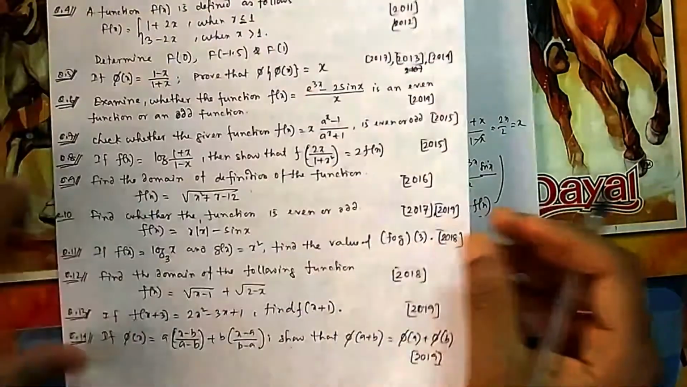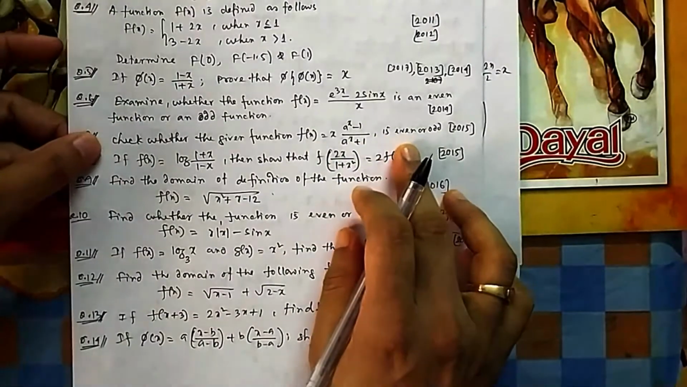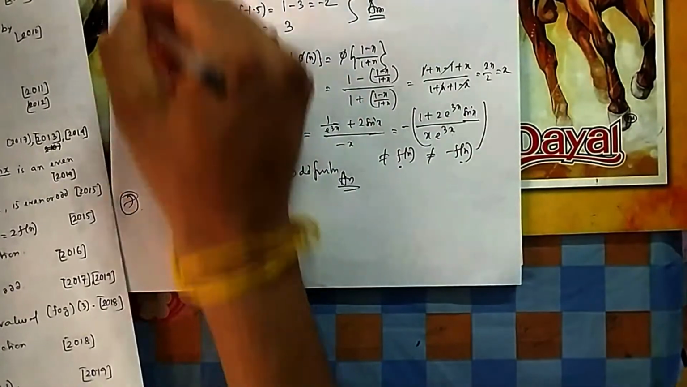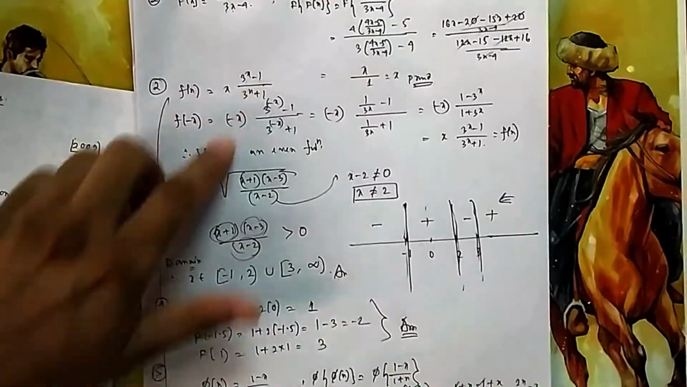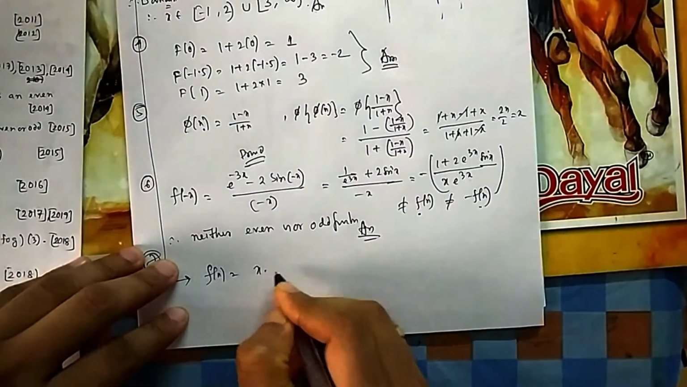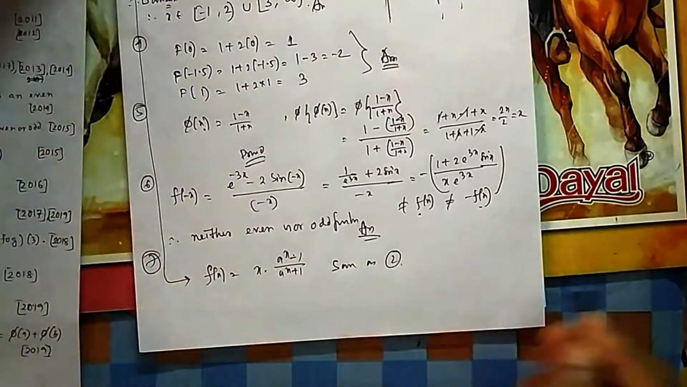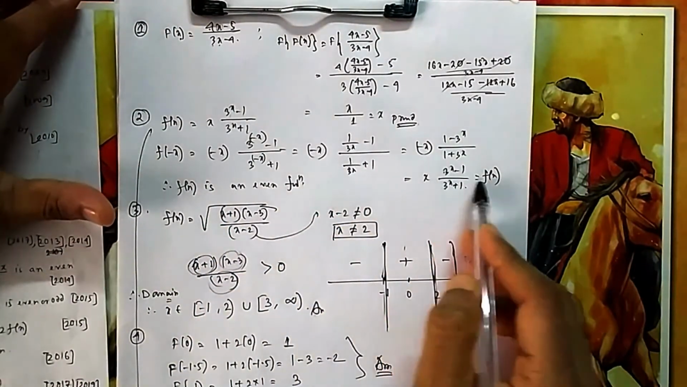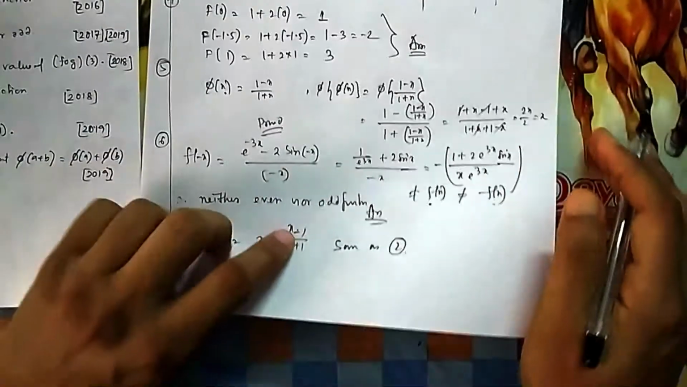Now if you come to question number 7, check whether this function is even or odd. So 7 is the same as your question number 2. So 2 and 7 are entirely the same. Instead of 3, you will put a only. So that's why I am not doing this one. I think you can do this one. This is the same as number 2. Instead of 3, you will put a. Everything will be a. So ultimately you will get the original function back again. So it will be an even function. So the answer is even.